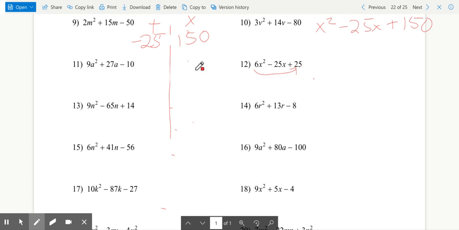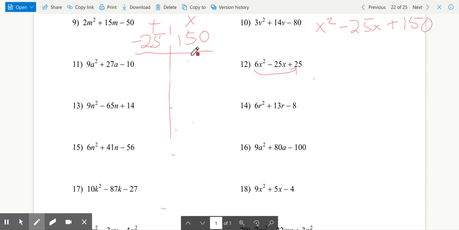So again, we're looking for something that multiplies to a positive number and adds to a negative number. So if something multiplies to a positive number, then its factors are either going to be both positive or both negative. In order to get them to add to a negative number, they need to both be negative. So both of our factors are going to be negative here.